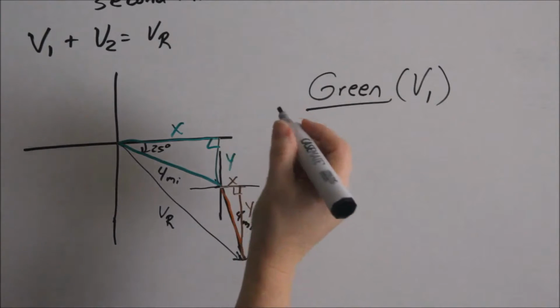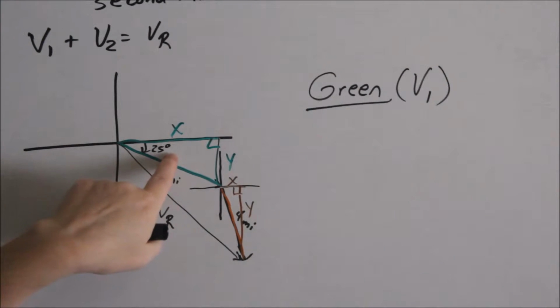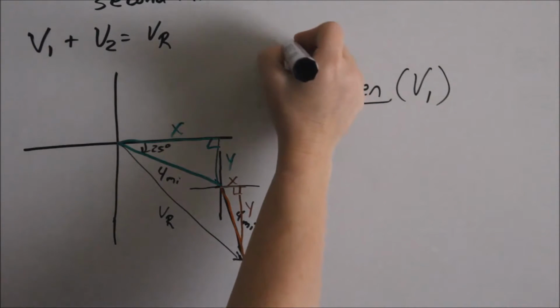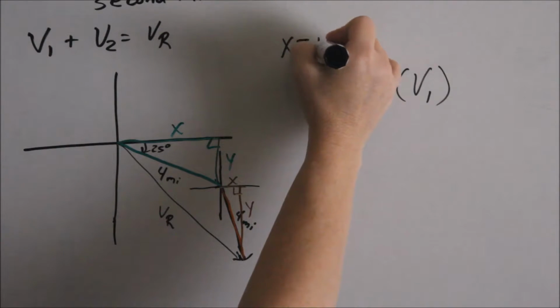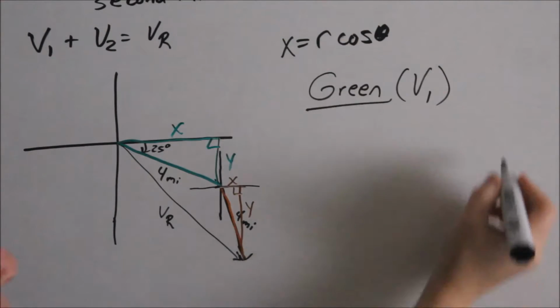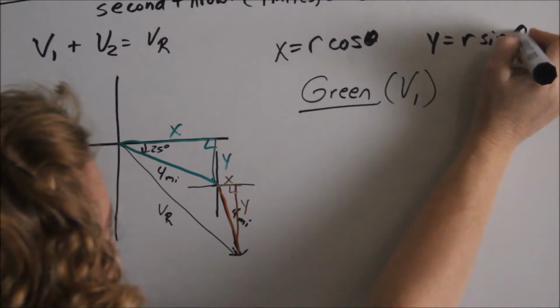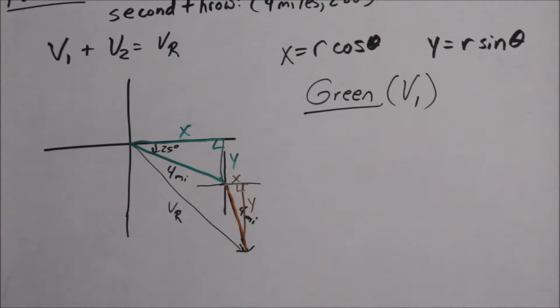We use the relationship that x, because we can use sine and cosine, and if we do that, then we came up with this relationship of x equals r times cosine of theta. For your y value, y is r sine theta. That all comes from cosine being adjacent over hypotenuse, remember r is the hypotenuse, and sine being opposite over hypotenuse. That's where those equations came from.